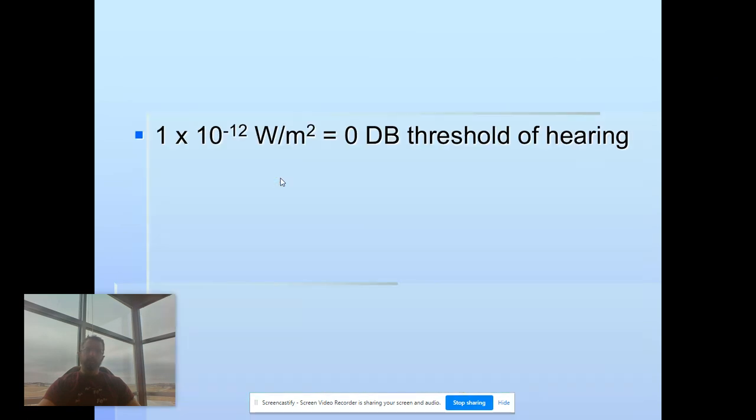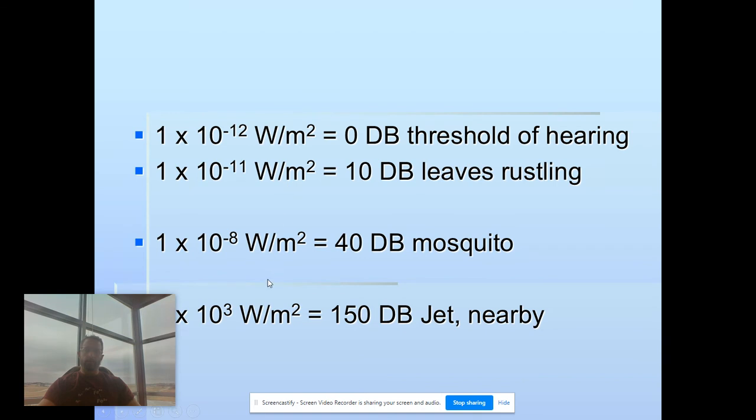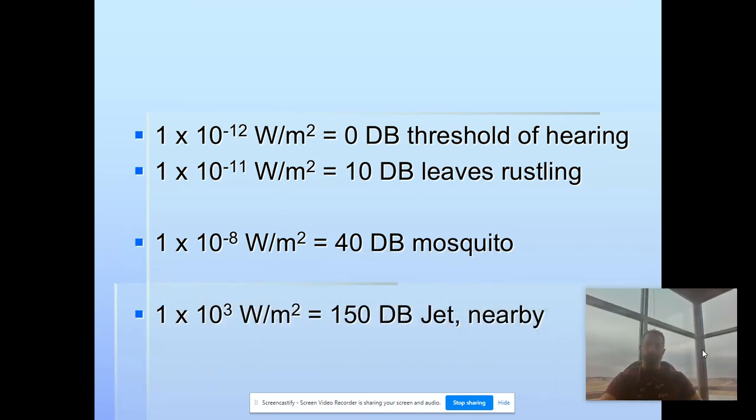So you don't need to write these down. I don't know what all you're writing down, but this is just some examples. We had already gone through the decibels. Well, this is what that matches up with.